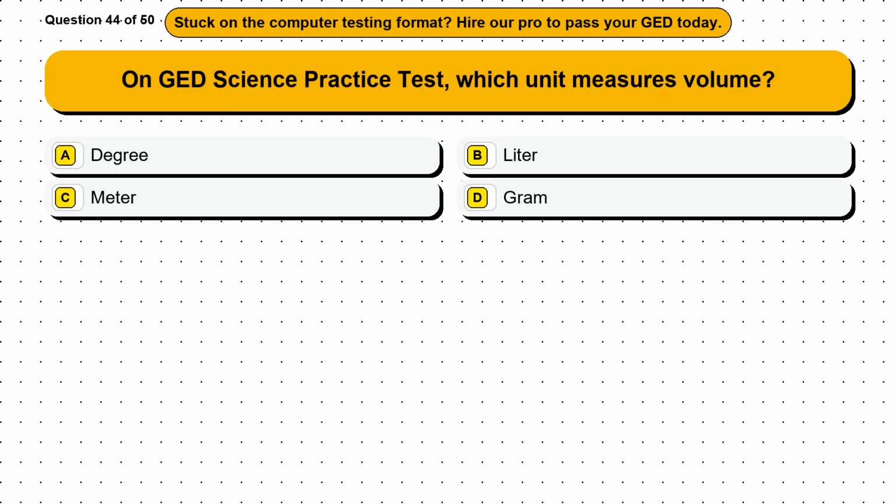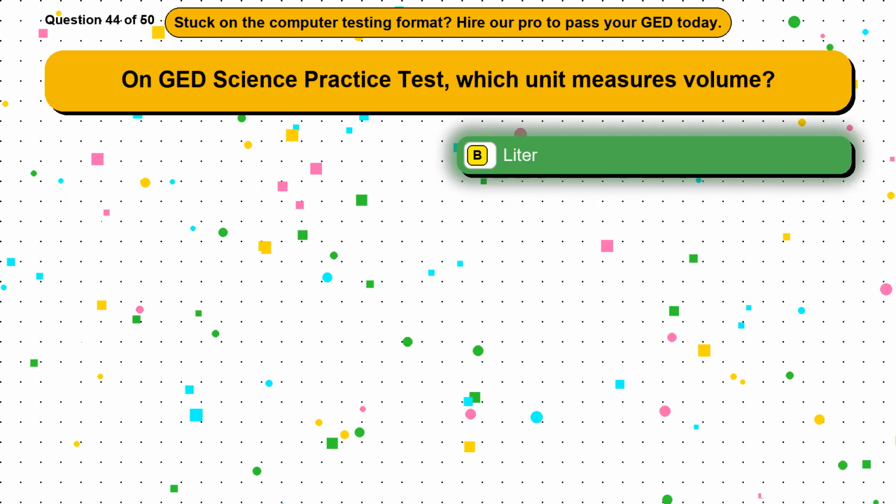Question 44. On GED Science Practice Test, which unit measures volume? Option A, degree. Option B, liter. Option C, meter. Option D, gram. The correct answer is option B, liter.